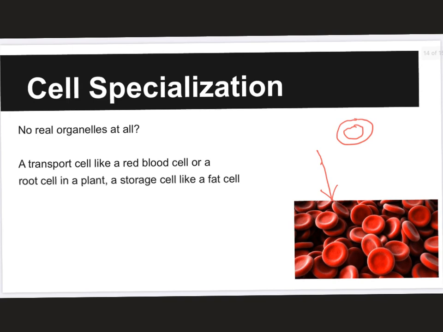So a red blood cell doesn't need to produce its own energy. It doesn't need to secrete anything or make any proteins, so it doesn't need all that extra stuff in those organelles. It just needs to be able to transport oxygen around. Another example might be a root cell in a plant, which is basically a hollow tube that water can move through, or a cell whose job is storage, for example a fat storing cell. It's basically just a sack full of fat.